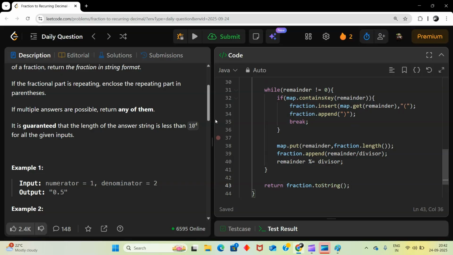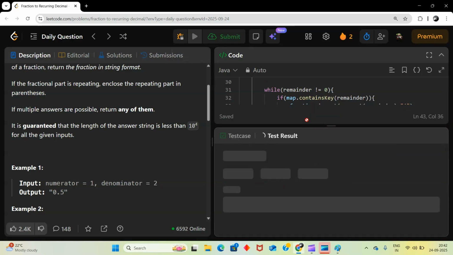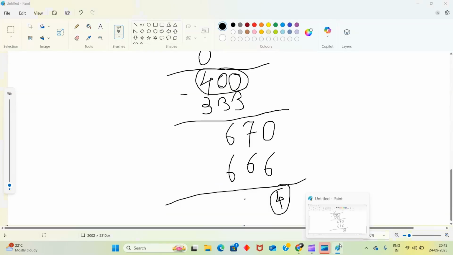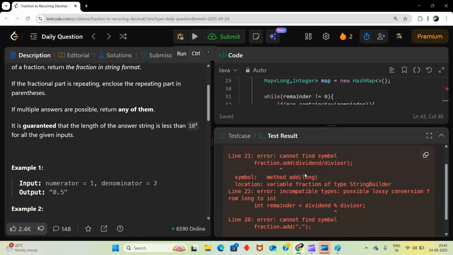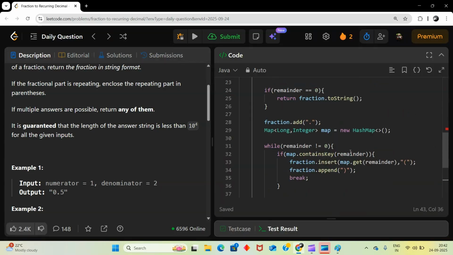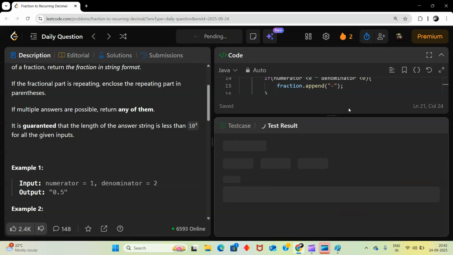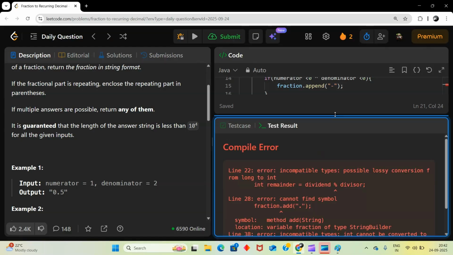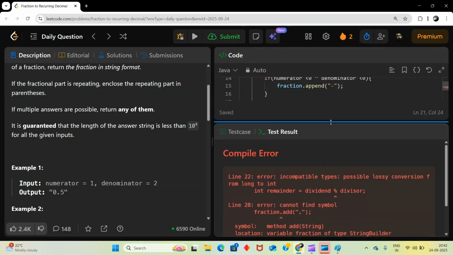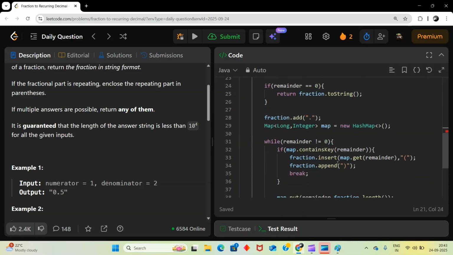I will run this code. We have used the same thing, whatever we have done here. Let's see, it cannot find the method. Instead of add, fraction is a StringBuilder, right? So we have to use append. And here again, possible lossy conversion error. Let's fix everything here.